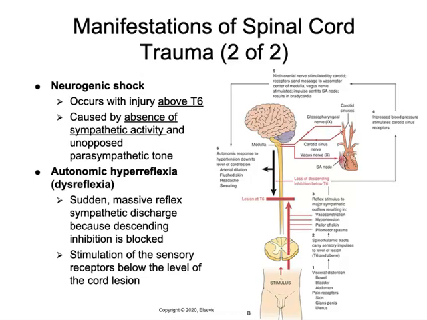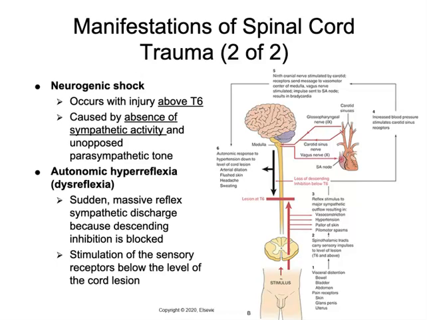Another manifestation of spinal cord trauma is neurogenic shock, and this is a life-threatening complication which can occur with injuries above the level of T6. So that is an important level to memorize for this. It happens when our sympathetic nervous system activity is lost, and that leaves only parasympathetic control, which can lead to things such as low blood pressure, slow heart rate, and poor circulation.